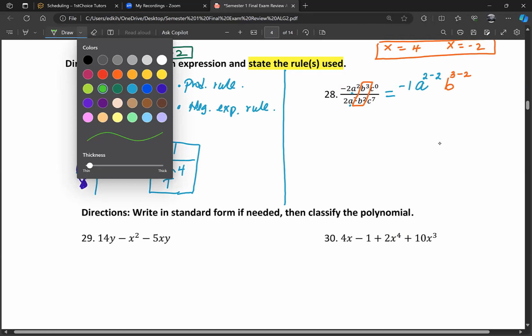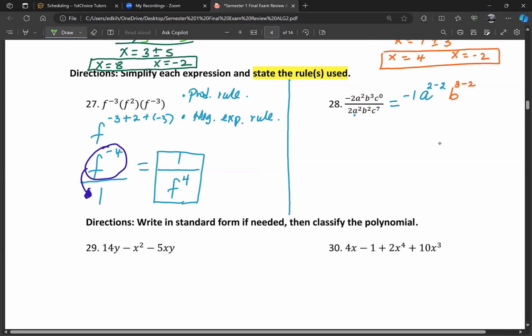And by the way, there's an easier way to do this, but I'm showing every step like this so I don't lose some of you guys. Keep the base, which is c, 0 minus 7. You subtract the bottom one from the top one.